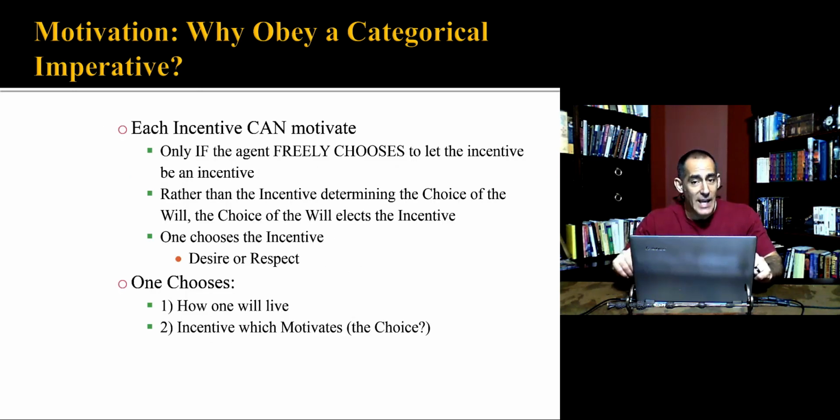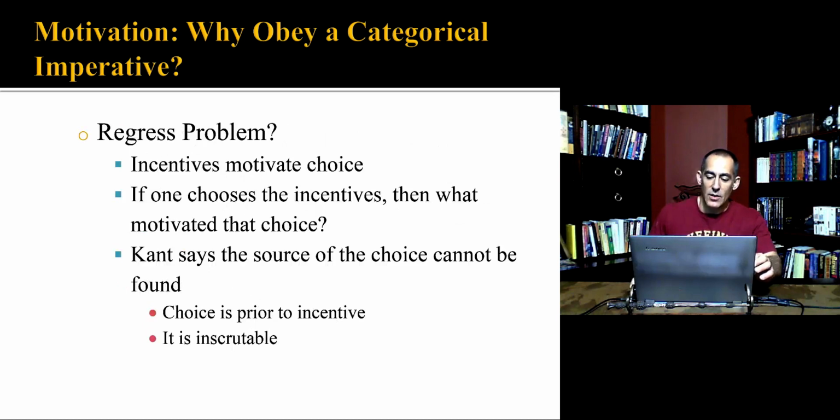Each incentive, of course, can motivate only if the agent freely chooses to let the incentive be an incentive, rather than the incentive determining the choice of the will. The choice of the will elects the incentive. So we actually choose the incentive, either desire or respect. So we choose how we live, we also choose our motives. And this does seem weird, because when we think about choosing, it brings us into what we might call a regress problem.